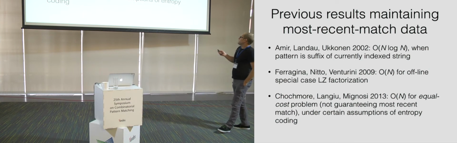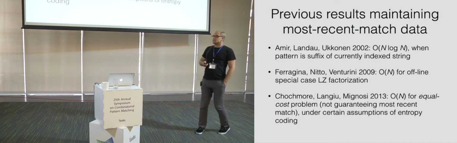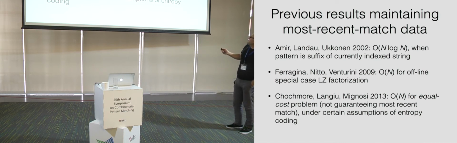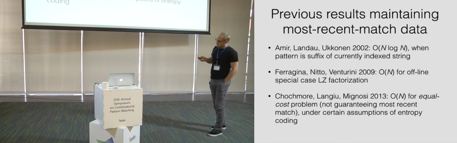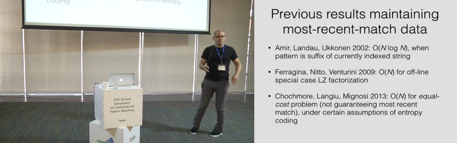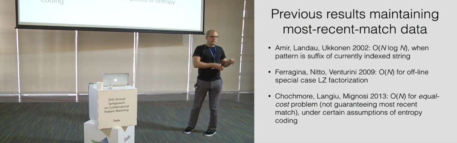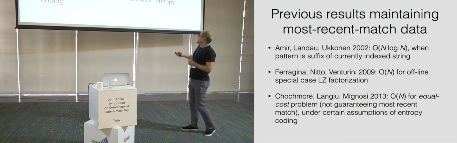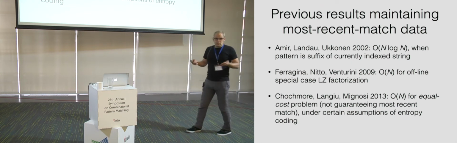Fragkiadaki, Nakashima and Venturini solved the problem without the log factor. But it's specialized for Lempel-Ziv, so you can only find the Lempel-Ziv factorization. You can only find the most recent match for the Lempel-Ziv factor, so it's not general patterns, and it's not online, so it would be impossible to use for a sliding window.